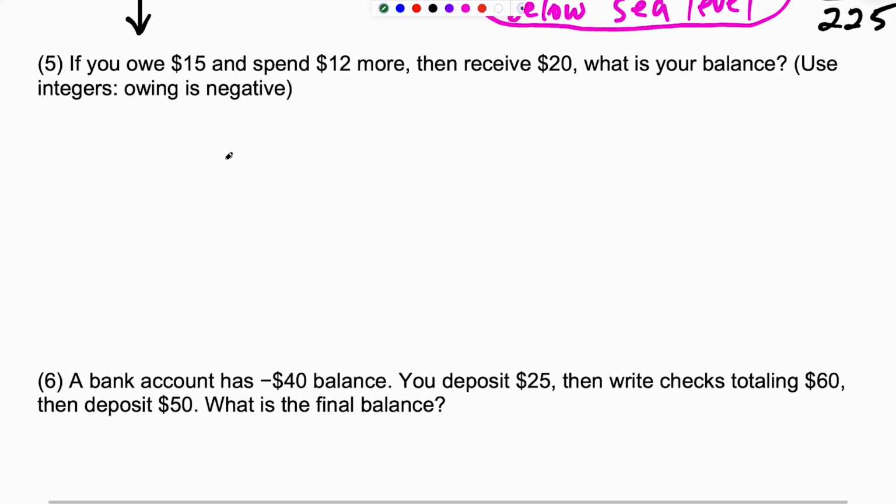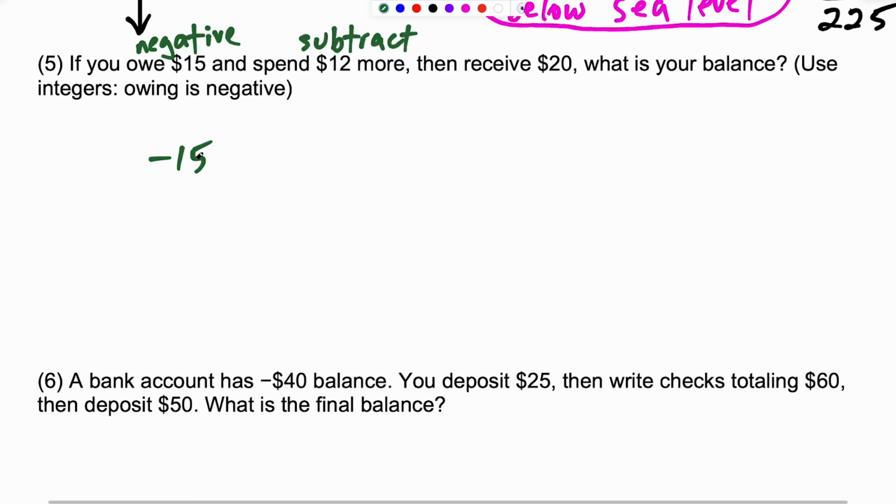Question 5, if you owe $15 and spend $12 more, then receive $20, what is your balance? And we're going to use integers. Owing is negative. Okay, so we're just going to keep that in mind here. So if we owe $15, that's having negative 15. And then we spend. So here, once again, we are in the negative. But when you spend, that money is subtracted out of your bank account.